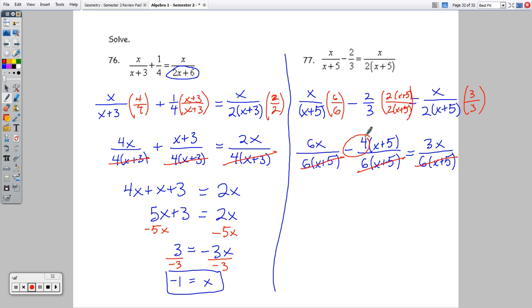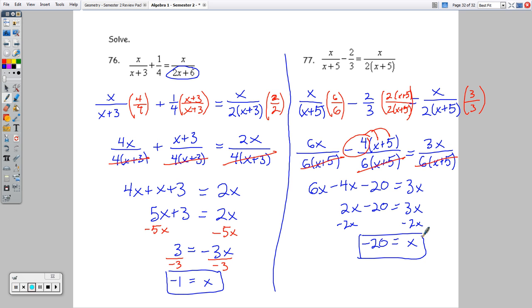Careful here to distribute the negative with the 4, and you've got 6x minus 4x minus 20 equals 3x. I can combine like terms there. I'd have 2x minus 20 equals 3x. If I subtract 2x from both sides, I would be left with -20 equals positive x. Dividing by, no, I don't need to divide by anything. x equals -20. If that was a negative x, then I would divide by -1 and do the opposite of what I'd see there. That does it.